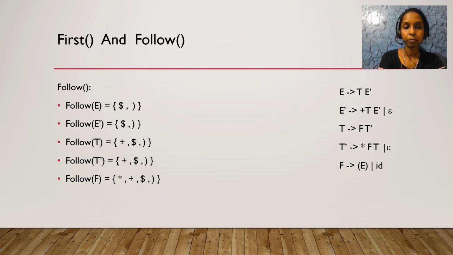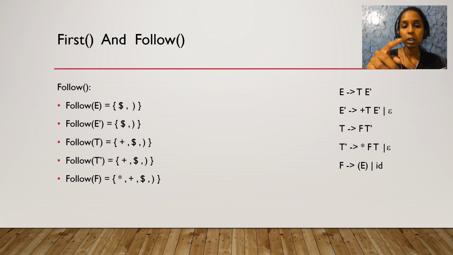Next is follow. So follow of E. Before considering this, do remember that for finding the follow of a symbol, you first have to consider the same symbol on the right hand side. Now we are finding the follow of E, so you have to consider the productions where E is present on the right hand side. Here F tends to open parenthesis E close parenthesis, so on the right hand side, E is present.